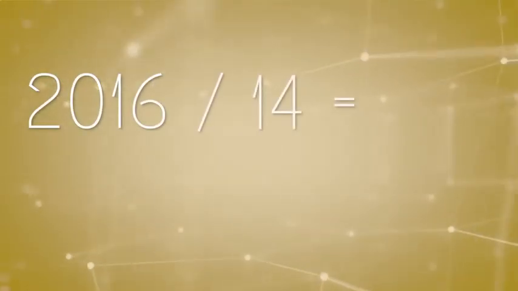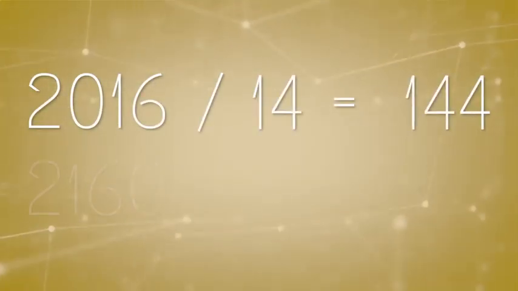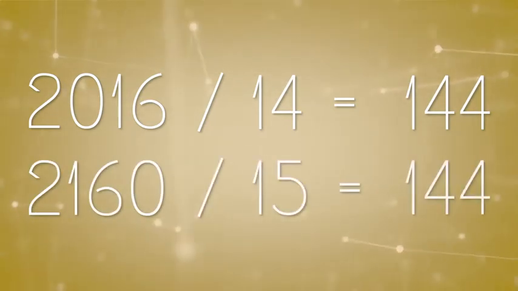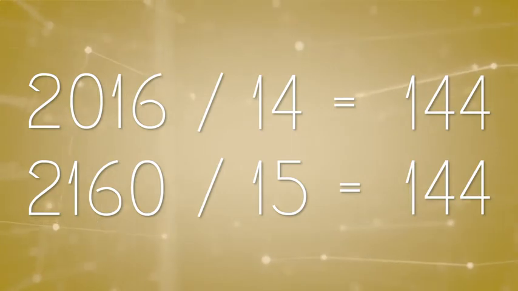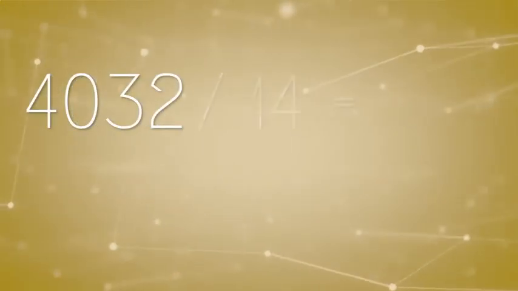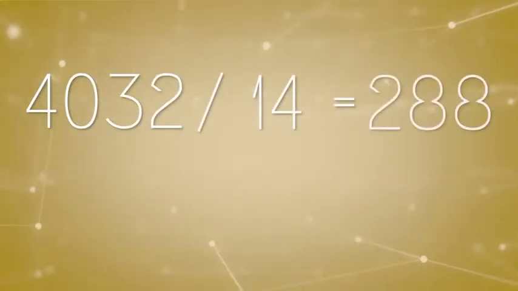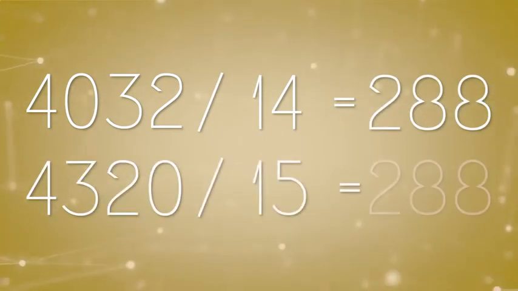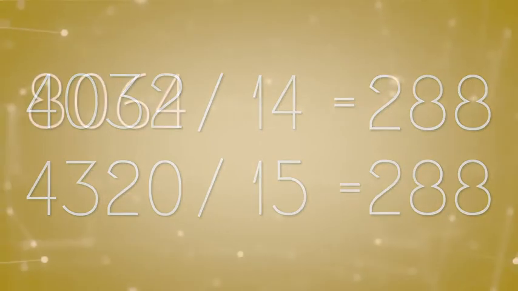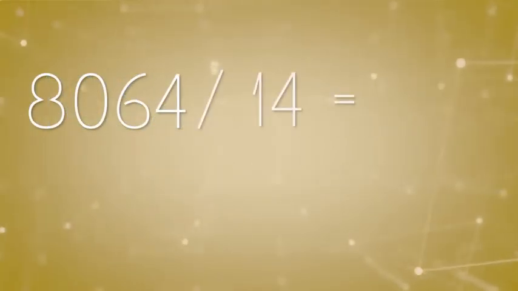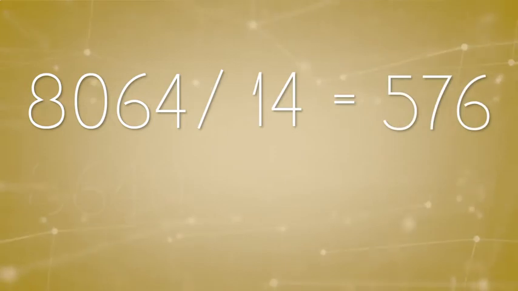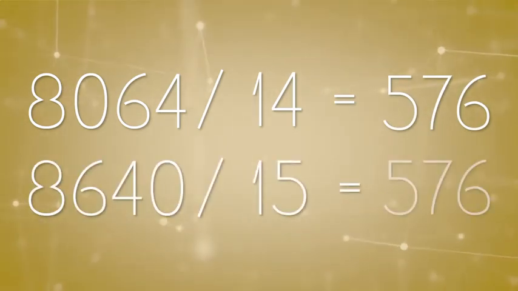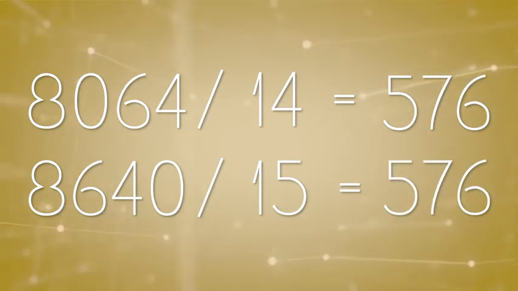2,016 over 14 equals 144. 2,160 over 15 equals 144. 4,032 over 14 equals 288. 4,320 over 15 equals 288. 8,064 over 14 equals 576. 8,640 over 15 equals 576.